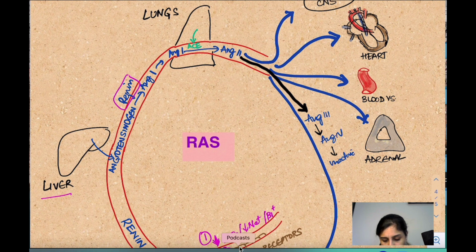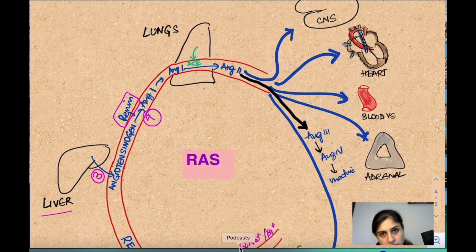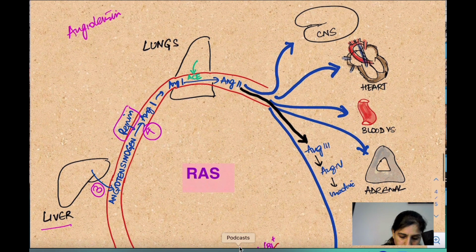So now it is circulating, and it enters into the pulmonary circulation. Now what happens in the lungs? So this is the third step: there is release of angiotensinogen, that is the third, and then the fourth step is conversion of angiotensinogen to angiotensin 1. Now it enters into the pulmonary circulation, and in the lungs there is an enzyme present which is called ACE. ACE stands for angiotensin converting enzyme.